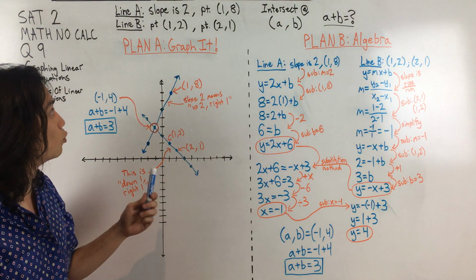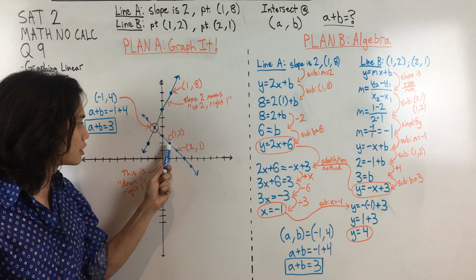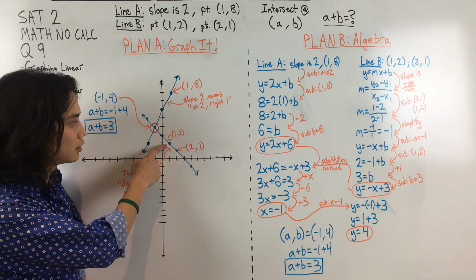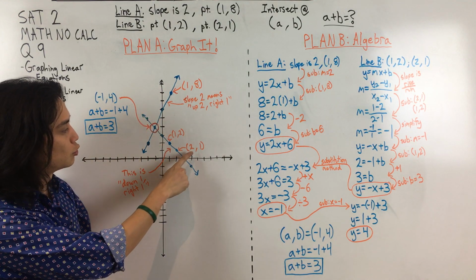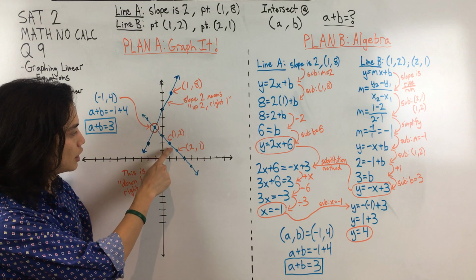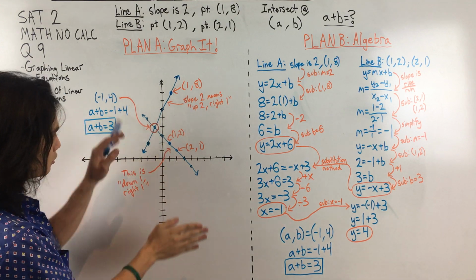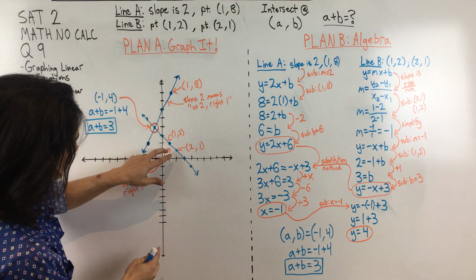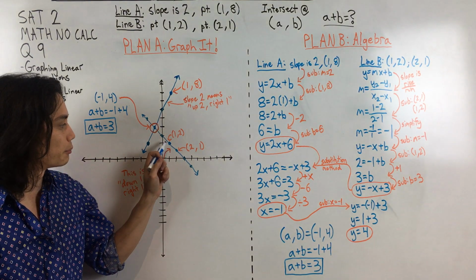Here, the first point is 1, 2, so that's 1 over and then up 2. So that's this point right here. So here's the point 1, 2. And the second point we're given is point 2, 1. So that's 2 over and 1 up. So what they're giving us is these 2 points. Ignoring the rest of this, we're just going to connect these 2 points in a line. These 2 points are the points we know.